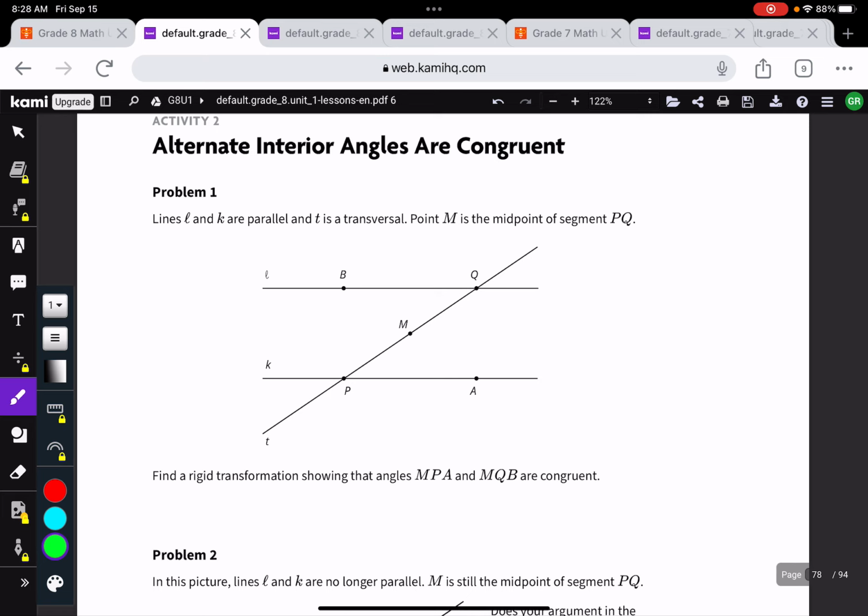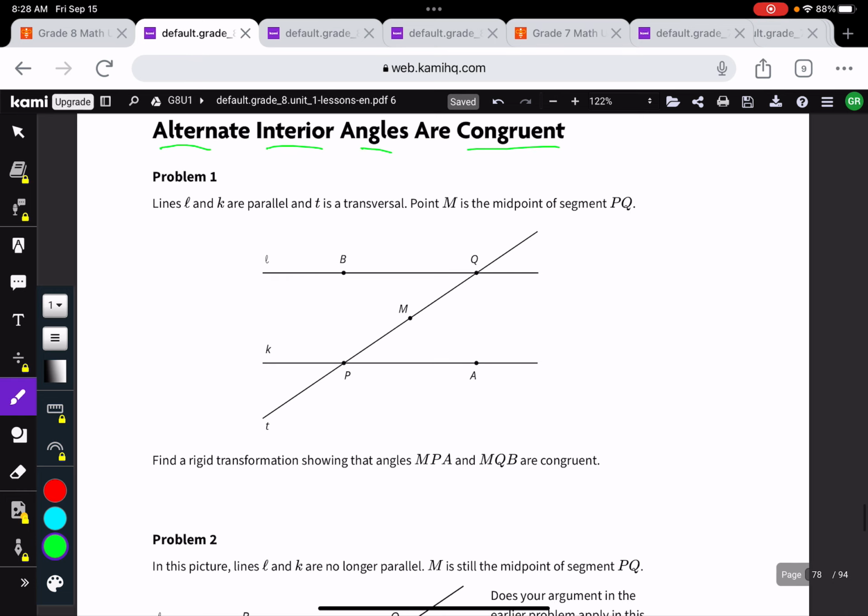Now we're going to get into this fancy term a little bit, but you kind of already intuitively know that alternate interior angles are congruent. They're equal. They're the same measure. So it says lines L and K. Here's line L. Here's line K. They're parallel, and T is its transversal. So that's important to know that they're parallel. If it doesn't say they're parallel, we can't assume much.